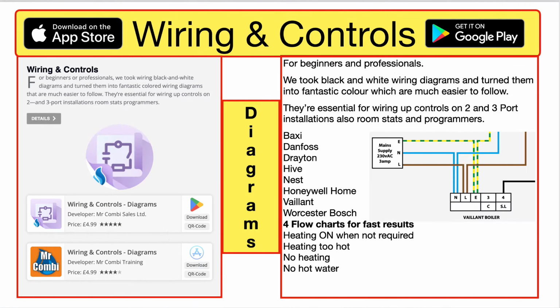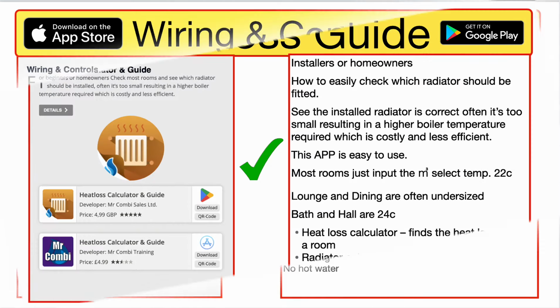Most drawings are in black and white. All of ours are in colour, so it makes it very easy to wire up and do fault finding. From Baxi and a couple of other boiler manufacturers, we've got their drawings, which are simple to follow, and we've also got flowcharts for quick diagnostics.